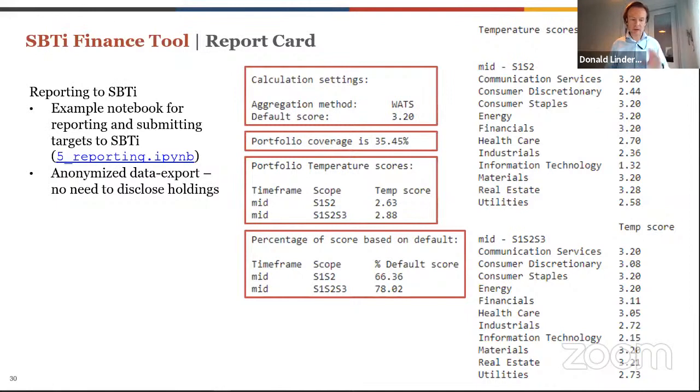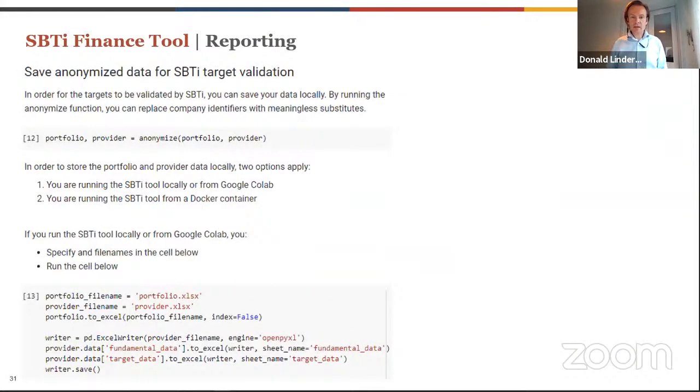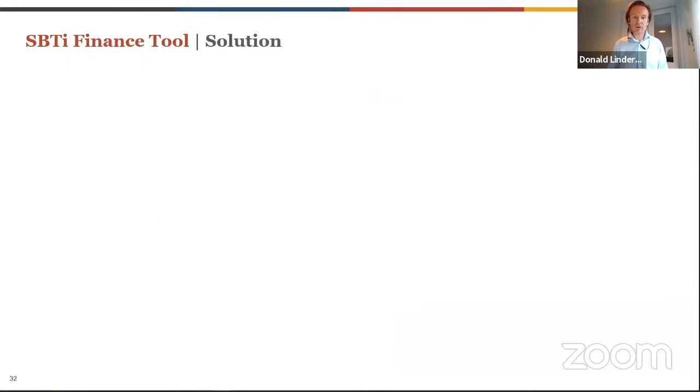Remember, these are totally random numbers, so if something doesn't add up for you, that is totally expected. In order to send this to us, you obviously don't want to send it with your holdings, but you can anonymize this data. There is a function for that called anonymize, funnily enough, which strips out any identifiers, but you can still submit all the underlying data you use, so that our target validation team can go through and validate this and hopefully approve that target for you.